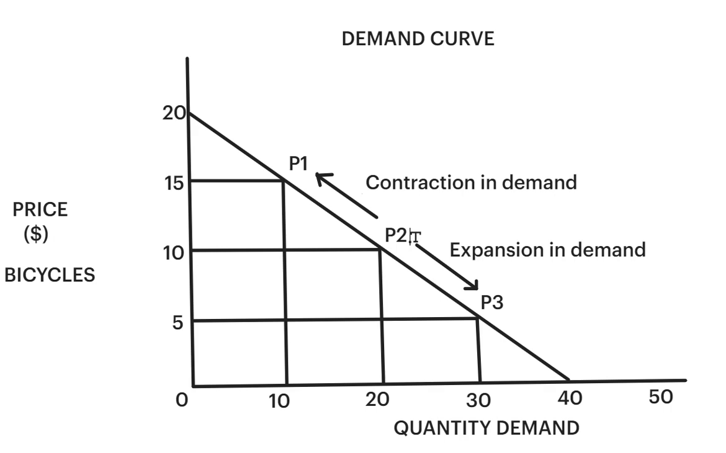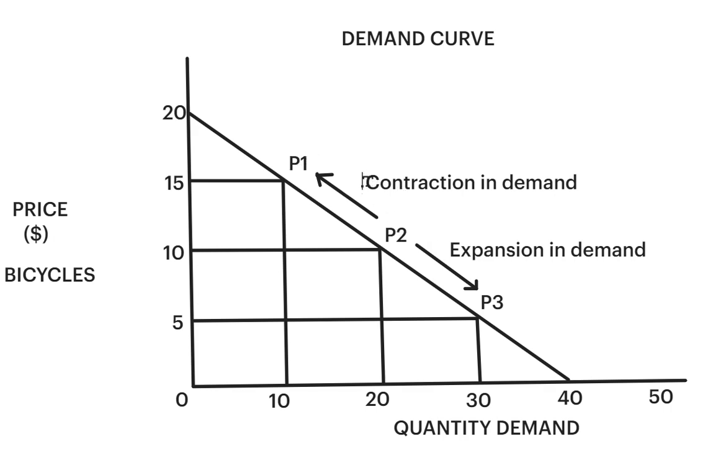We're going to assume that P2 is the base price, meaning that from this line we can see that if P2 is the base point, then the price of a bicycle is $10. And the quantity demanded of a bicycle at $10 is 20 people. Now, let's go from P2 to P1.